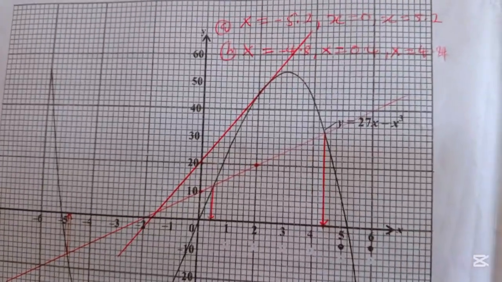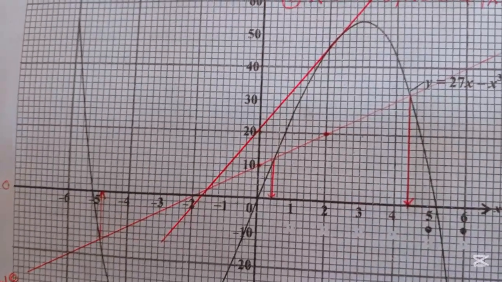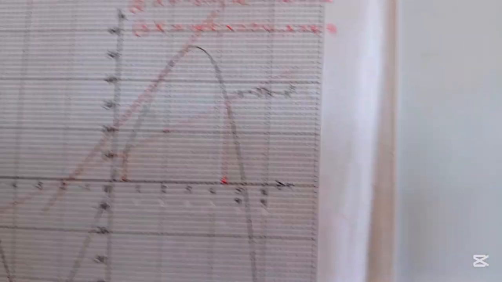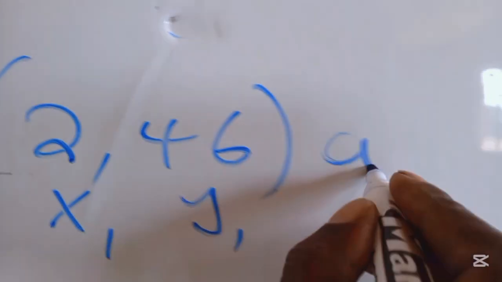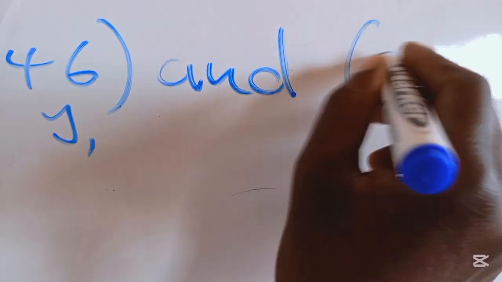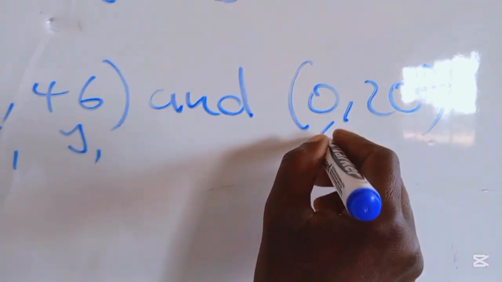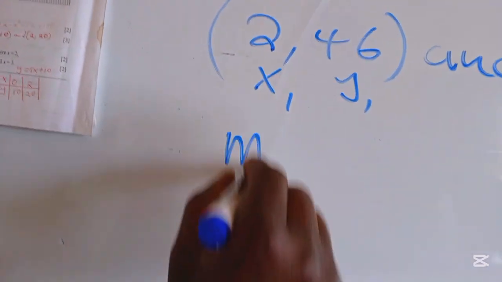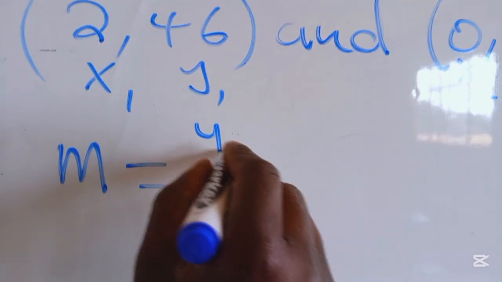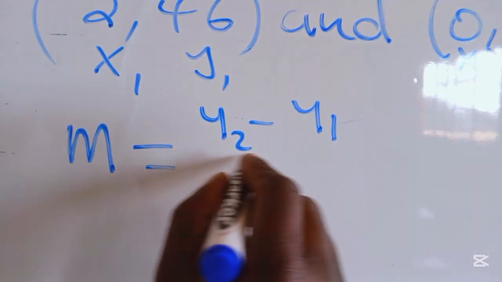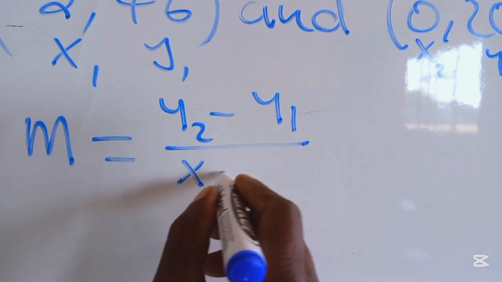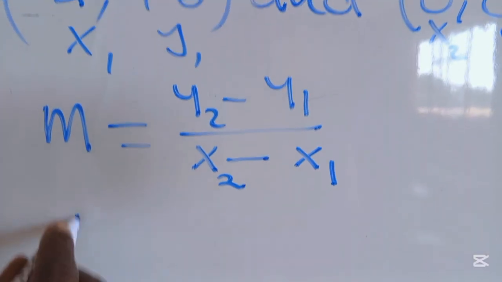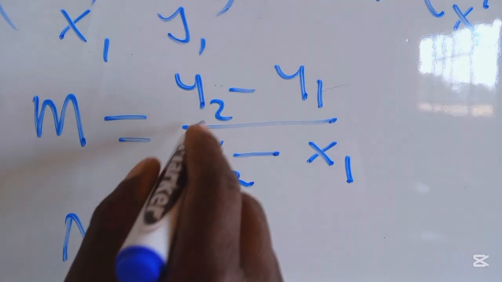Apart from passing through (2, 46), again it passes through this other point, which is (0, 20) like this. So this is x2, y2. So they are talking about gradient. Then I go back to our traditional way to find the gradient. You agree with me that it goes like this. Then you substitute the gradient. What is my y2?